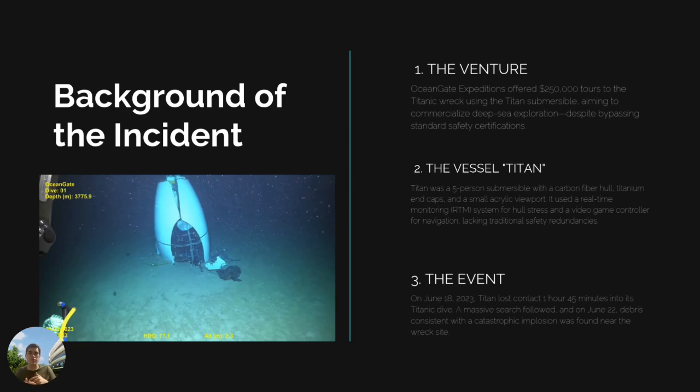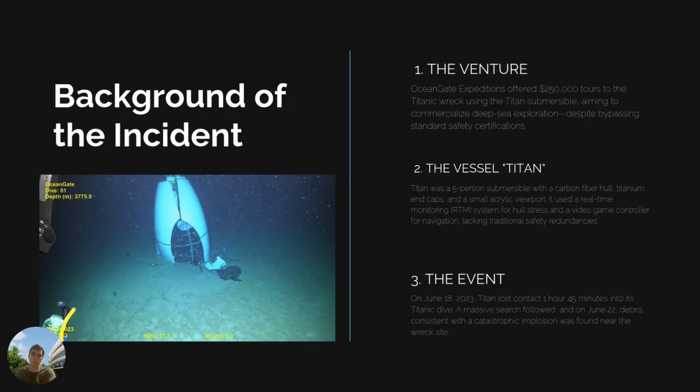Unlike most deep sea subs made from solid metal, Titan used a carbon fiber hull with titanium ends, a combo many experts warned could weaken over time under extreme pressure. Secondly, OceanGate also skipped official safety certifications. Their CEO said that official certification processes slowed down innovation. Instead, they used a system to monitor stress on the hull during the dives. It was more of a wait and see approach rather than prevention.